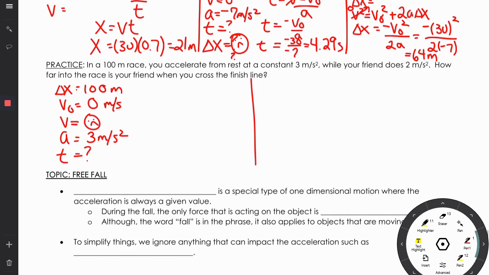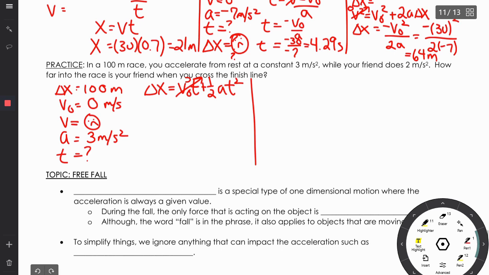And there's one equation that has these four variables, right? And that's our delta x equals v0t plus 1/2 at squared. This is a very important formula. Not necessarily here, this is the first time we've really seen it used, but when you do free fall or when you do projectile motion, this is an important formula.